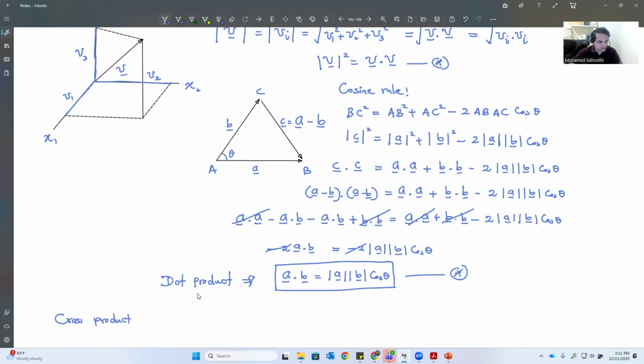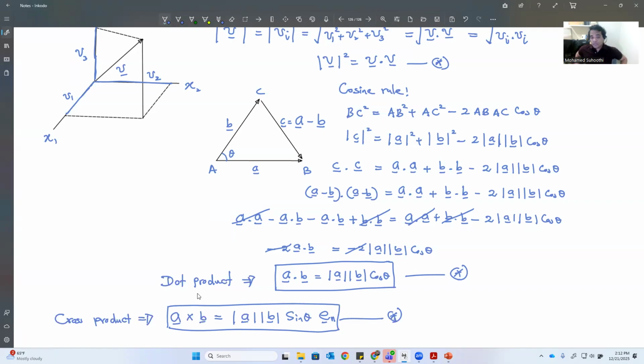Cross product, that means vector A cross vector B. There's an equation you studied: magnitude of A, magnitude of B, and sine theta, then also you will get one normal vector, n hat. So this is a definition. There is no way to prove this one. By definition, they define it this way. Again, you must remember these two also.